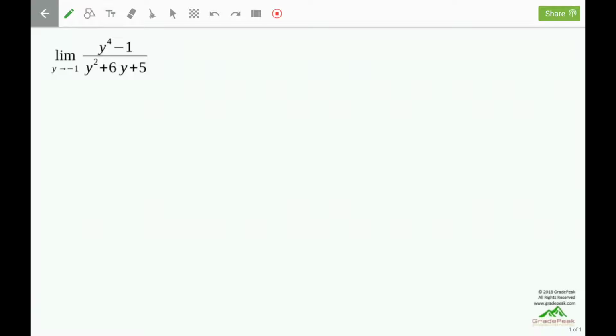Limit as y goes to negative 1 of (y to the fourth minus 1) over (y squared plus 6y plus 5). The first thing we're going to do is plug a negative 1 in for all of the y's. In the numerator, negative 1 to the fourth minus 1. In the denominator, negative 1 squared plus 6 times negative 1 plus 5.